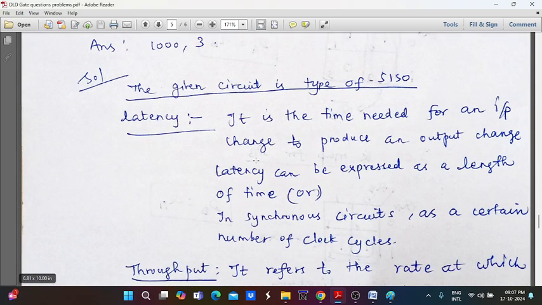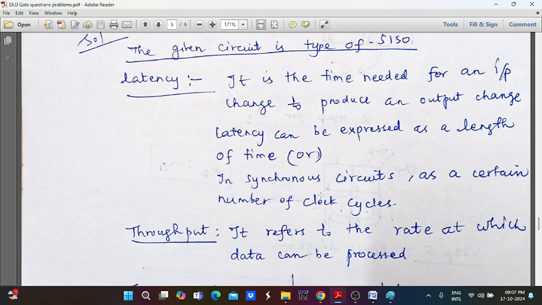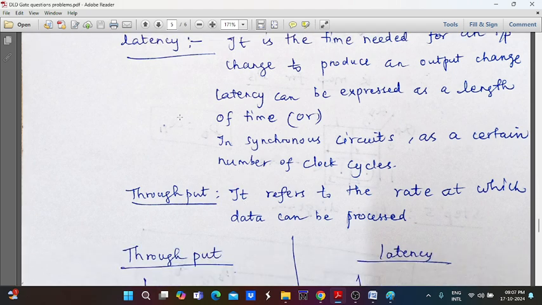So latency is nothing but the time needed for an input change to produce an output change. Simply, we can express latency as a length of time. So what is the length of time? That is, the time required for an input change to produce an output change can be denoted as latency. Otherwise, in a synchronous circuit, we can say it is represented as a certain number of clock cycles. So this is the latency definition.